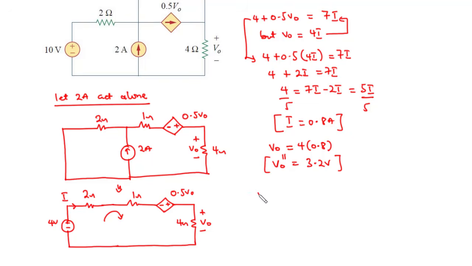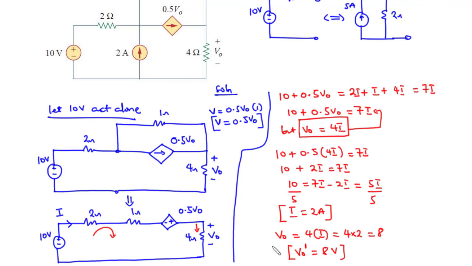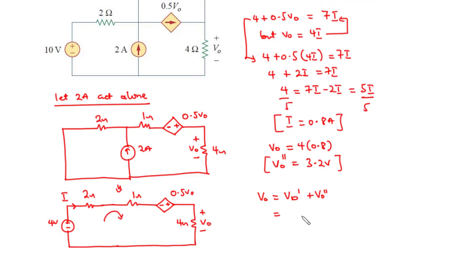Therefore, the original value of V0 is equal to V0 prime plus V0 double prime. Now in the previous section, we had V0 prime to be 8 volts. So we have 8 plus V0 double prime, 3.2, and that is equal to 11.2 volts. So this is the value of V0.